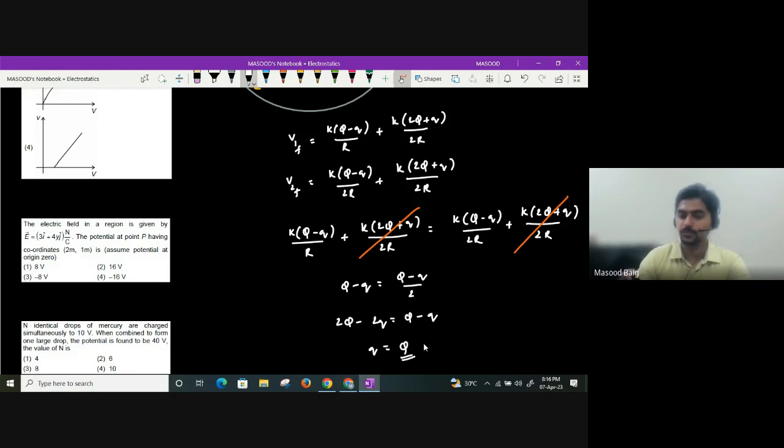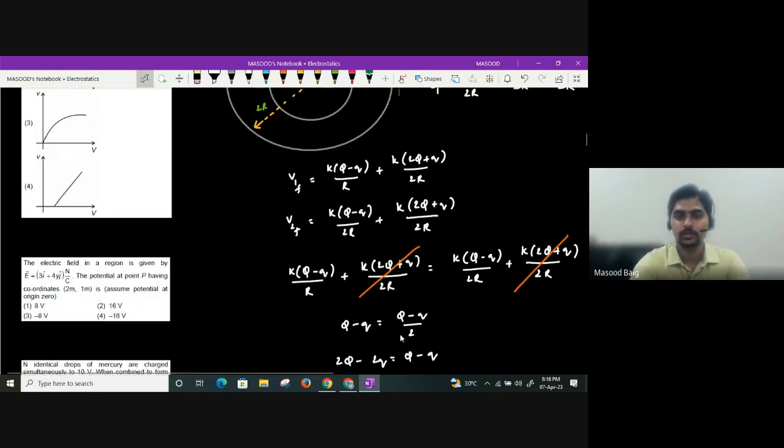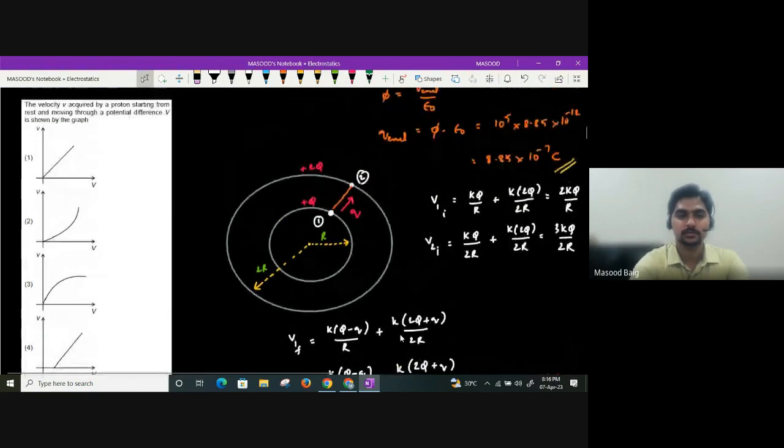So if the entire charge is transferred, then only the potentials will be the same. Again, it is basic logic, guys. So when will the potential be the same? If whatever is the charge on the inner shell is getting completely transferred to the outer shell, then the potential will remain the same. So what will be the potential now? They are asking us to find the change in potential, no?